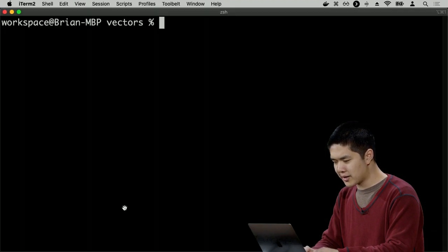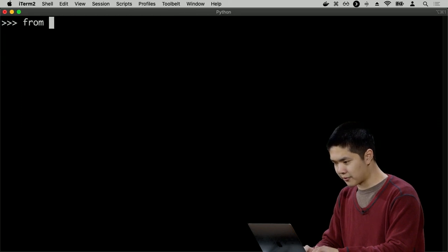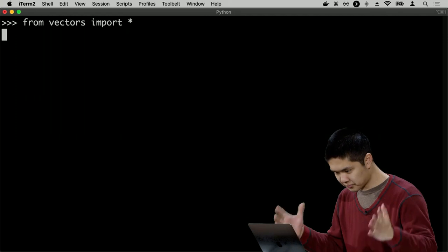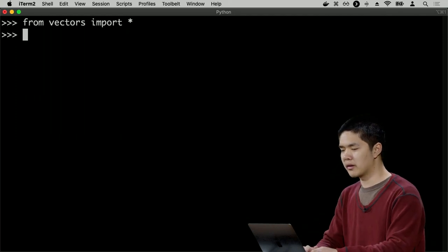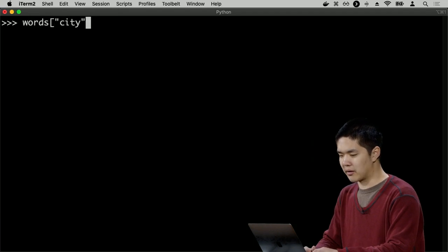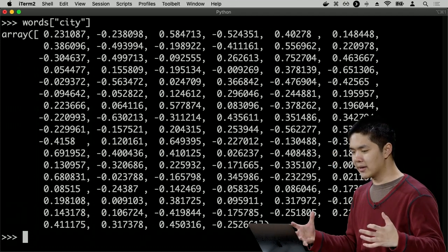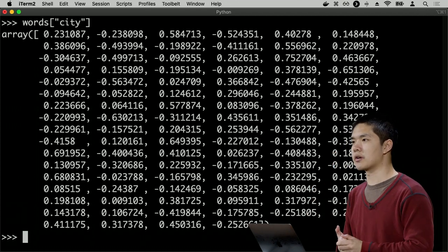And so now let me try doing this. Let me open up the Python interpreter and say something like from vectors import star, just import everything from vectors. And now let's take a look at the meanings of some words. Let me look at the word like city, for example. And here is a big array that is the vector representation of the word city.